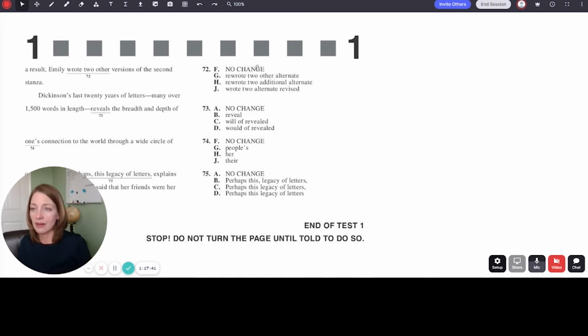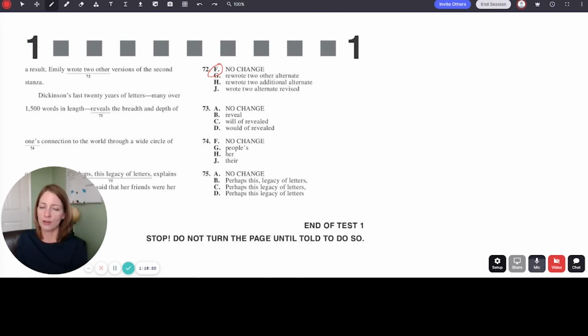I think it's going to be F, but I don't want to miss. I've missed 2 already. I don't want to miss any more. Okay. Emily rewrote. So it's not 2 other alternate. No, that's redundant. You're repeating yourself. 2 additional. No. See, I had 2 and additional. Wrote 2 alternate revised. No. Okay, so I feel pretty good about F. See how you're just repeating yourself?